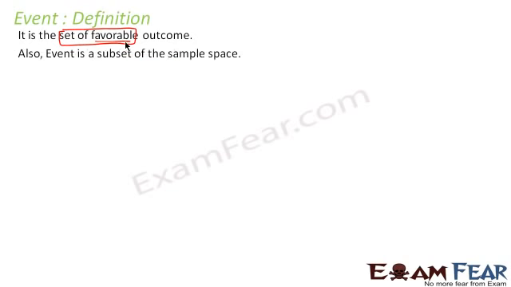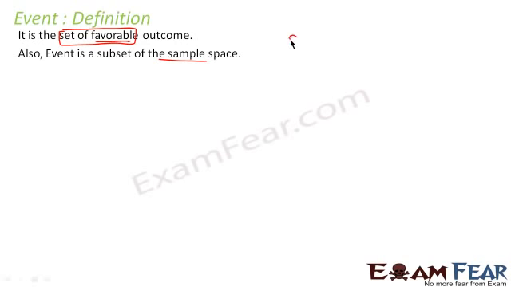Before we move further, let me introduce you to a new term called event. It is also a very crucial definition. It is nothing but a set of favorable outcomes. Favorable is a common keyword here. Also, if you notice, an event is nothing but a subset of sample space.